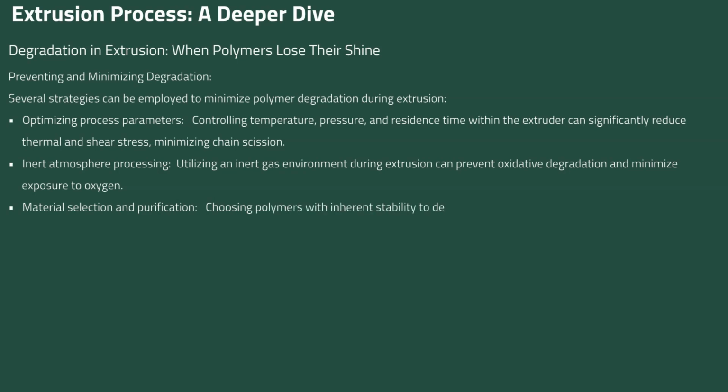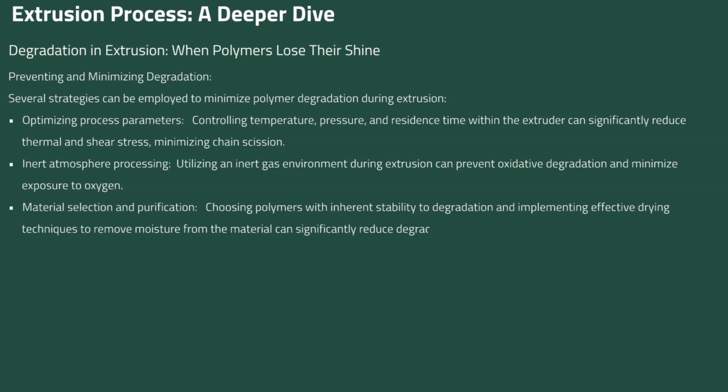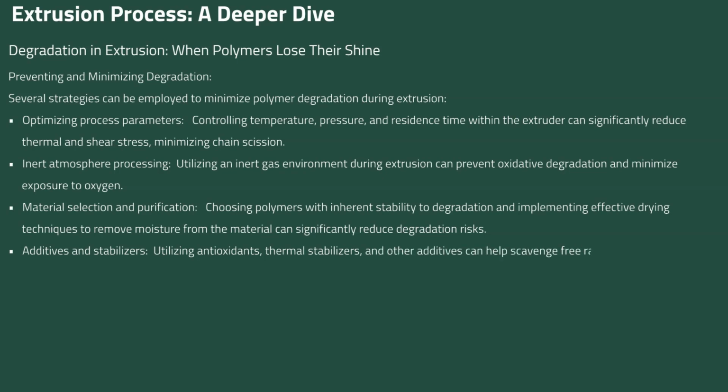Material selection and purification. Choosing polymers with inherent stability to degradation and implementing effective drying techniques to remove moisture from the material can significantly reduce degradation risks. Additives and stabilizers. Utilizing antioxidants, thermal stabilizers, and other additives can help scavenge free radicals and inhibit degradation reactions.